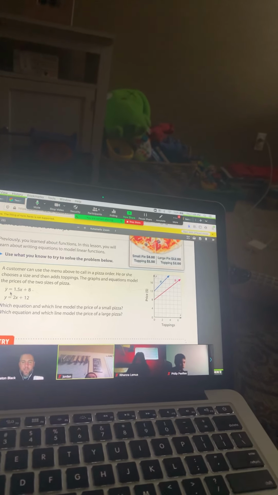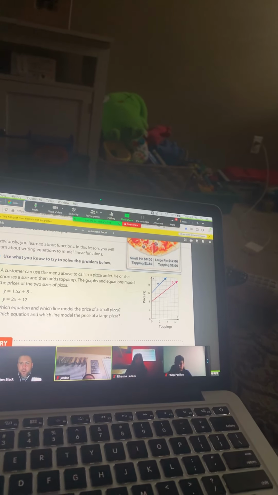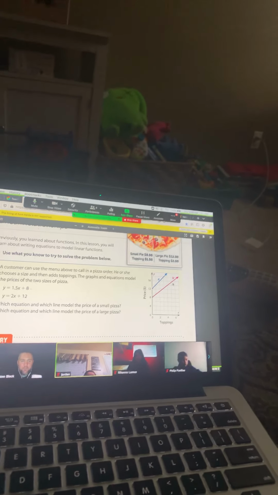So we're looking at these two equations, okay? y equals 1.5x plus 8 and y equals 2x plus 12. We see that there's a graph over here with two different colors, right? We see an A graph that's blue and a B graph that's pink. So now let's go to the questions that it's going to ask. Which equation and which line model the price of a small pizza? Which equation and which line model the price of a large pizza?